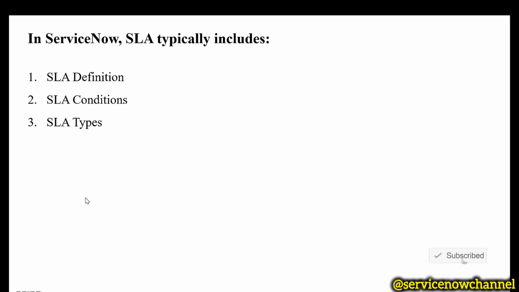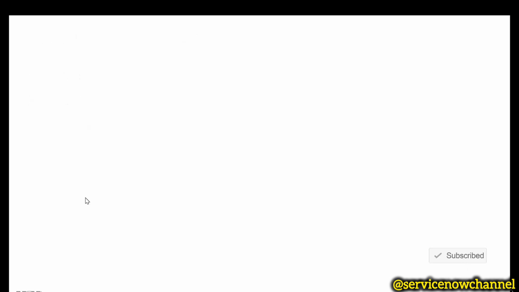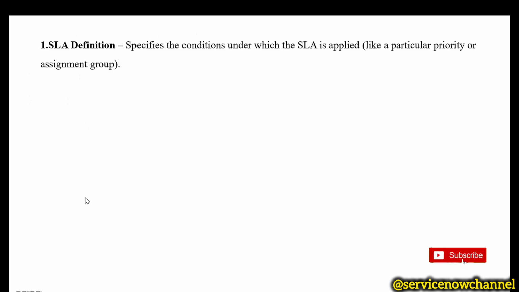So let's see next, one by one. The SLA definition specifies the condition under which an SLA is applied, like a particular priority or assignment group. What I mean is the SLA definition specifies that the SLA should apply in such conditions. For example, if an incident is of a certain priority, then the SLA needs to start. So this is the SLA definition.